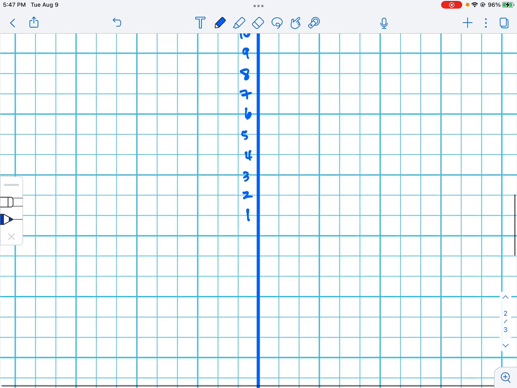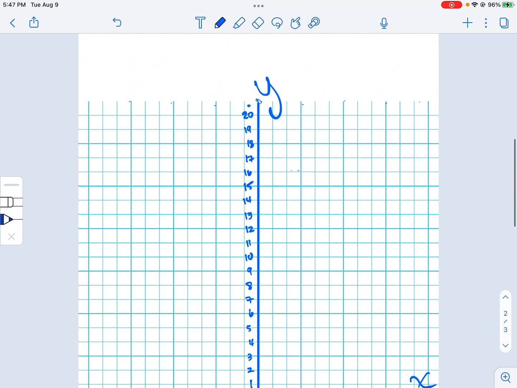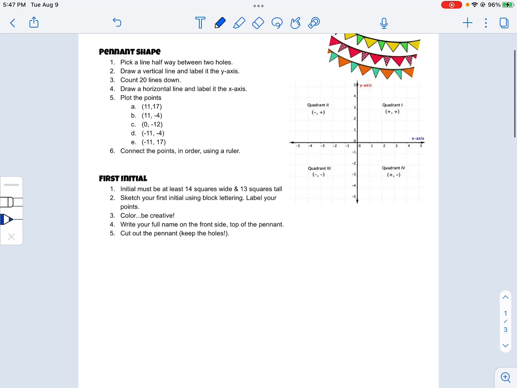Okay, so then that means that this line, as I go across, oops, come on, why isn't it all working? There we go. As I go across is going to be my x-axis, and I really should have arrows on this. Okay, so then it says draw a horizontal line and name it the x-axis. I did that. And then we're going to plot our points.